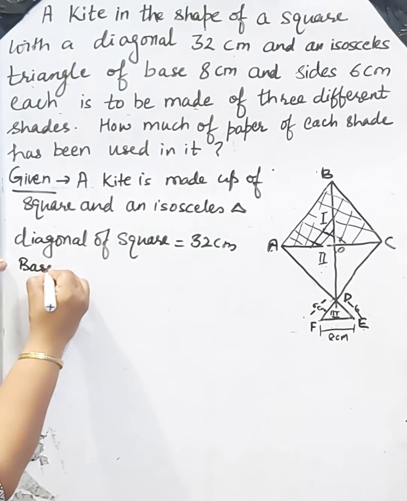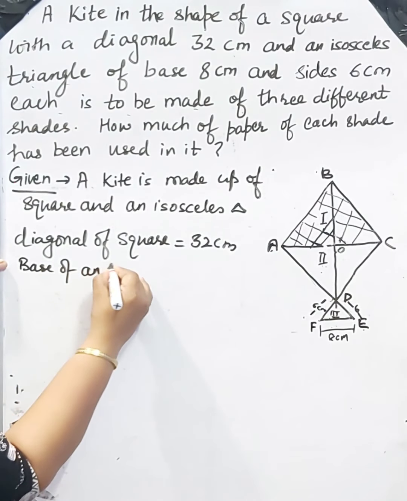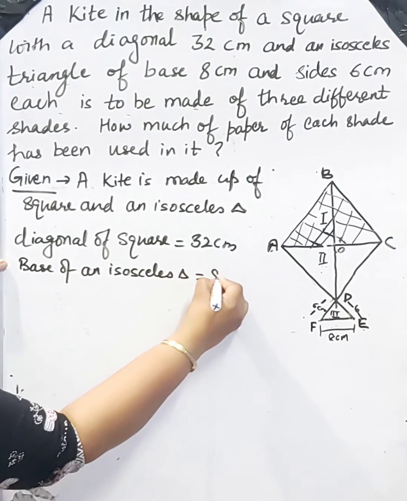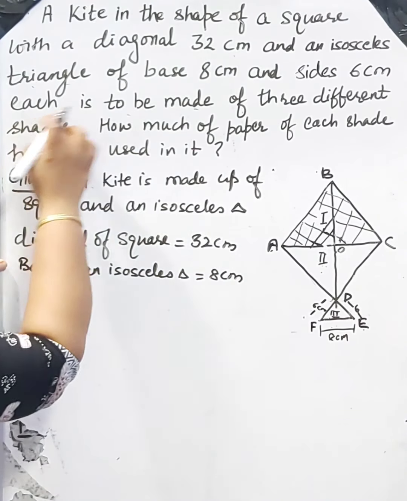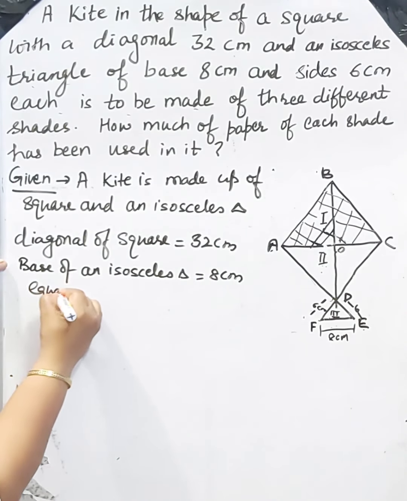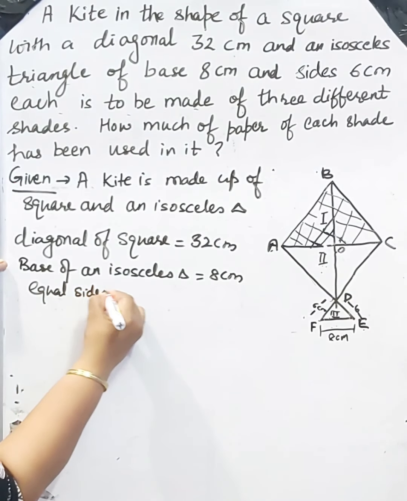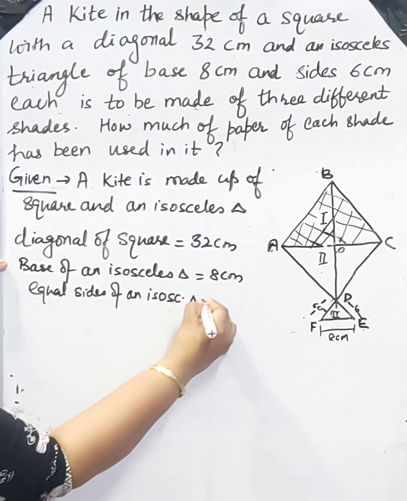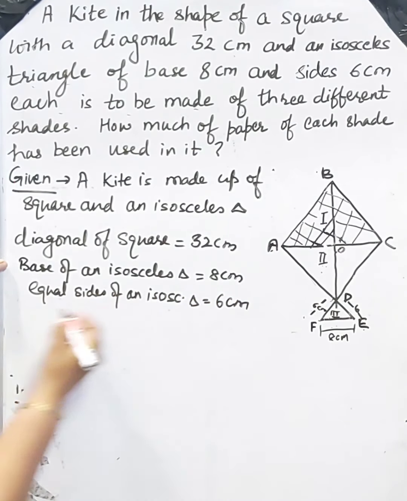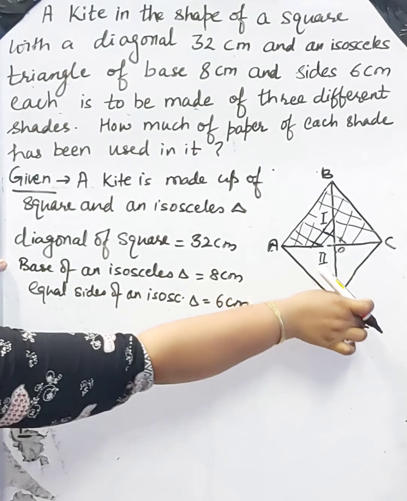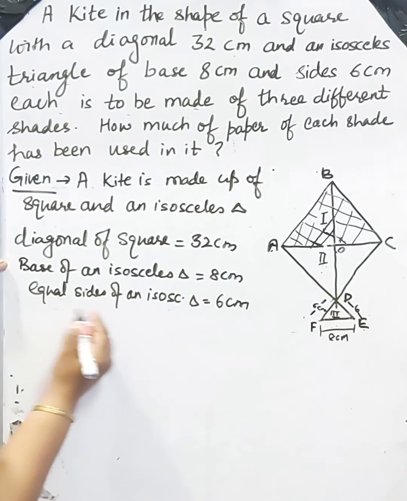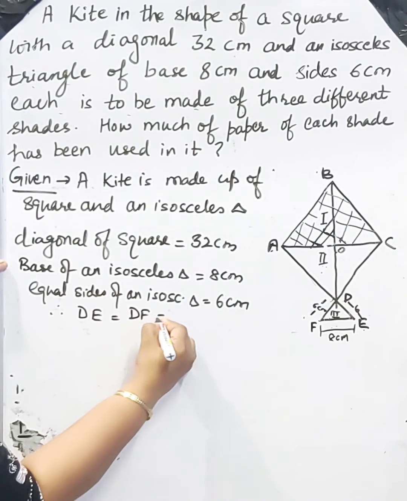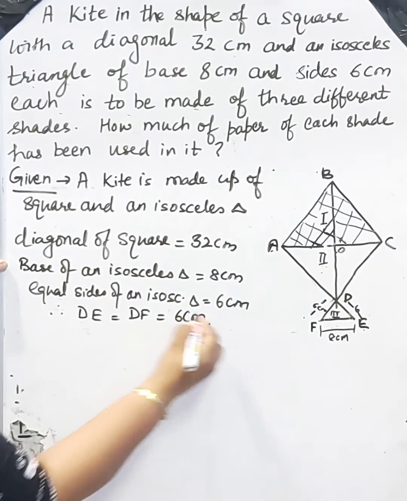The base of the isosceles triangle is equal to 8 centimeter and the equal sides of the isosceles triangle are equal to 6 centimeter. Therefore, these are the two equal sides of the triangle. Therefore, DE equal to DF equal to 6 centimeter.